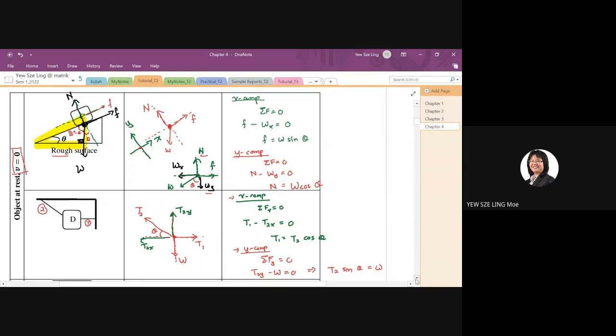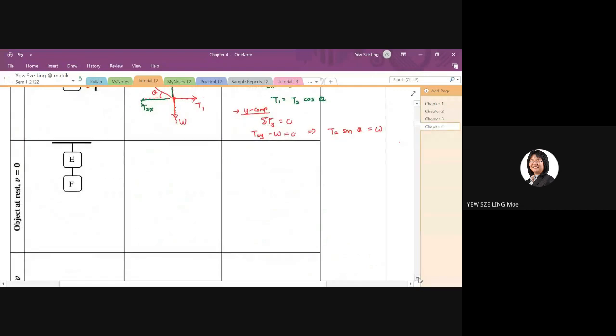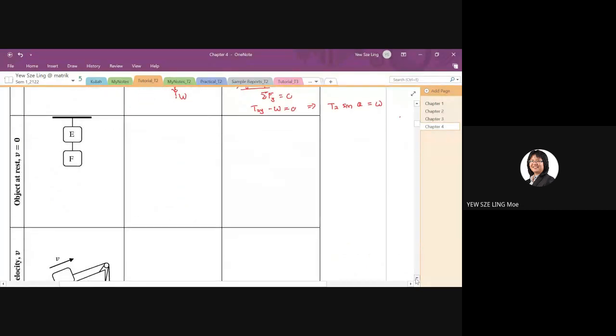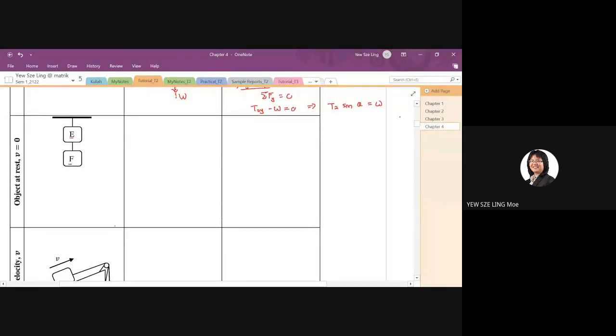Okay, so we are done with question number 4. Now let's look at question number 5. This question is slightly more complicated. Why? Because now you have two objects, object E and object F. So how are you going to sketch the free body diagram? Now you must sketch it separately. Okay, you must sketch a separate diagram for a different object.